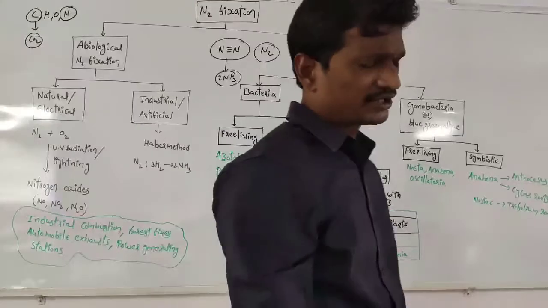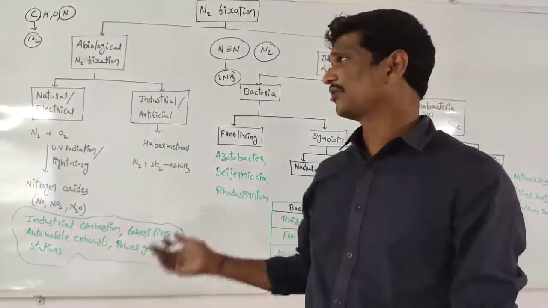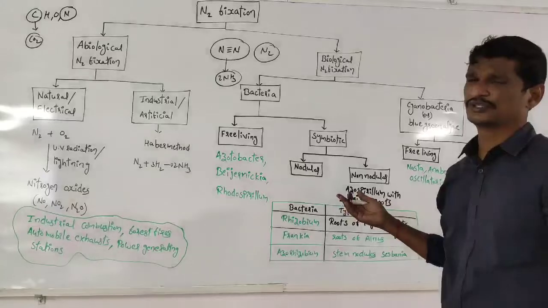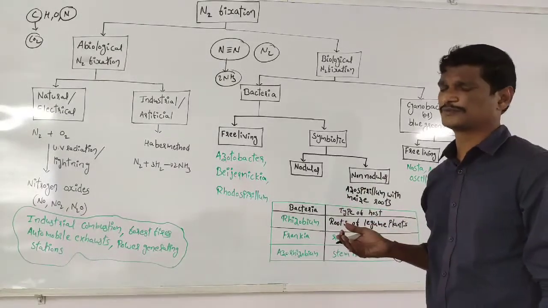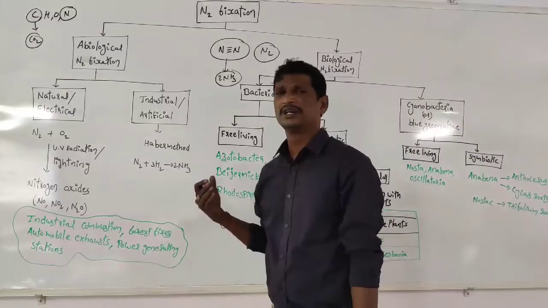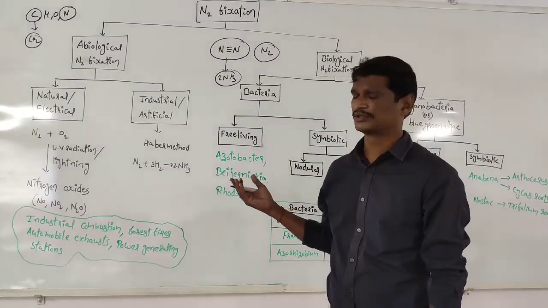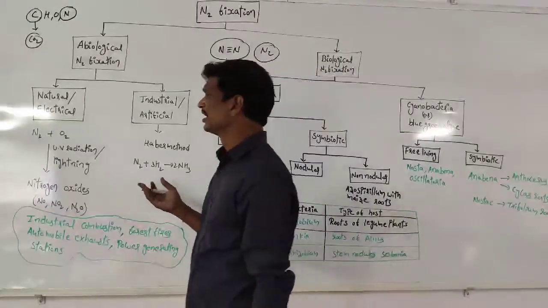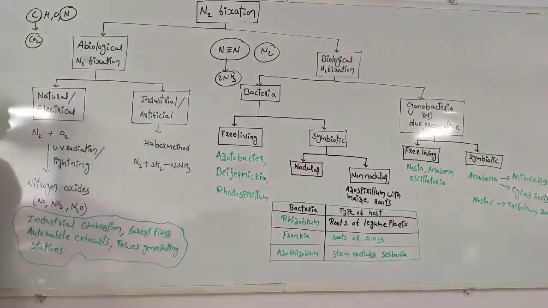All of you remember, there are two types of nitrogen fixation mechanisms. One is called the biological nitrogen fixation process. The other one is non-biological, which does not depend upon living organisms, right? Again here, natural nitrogen fixation, this one is also called electrical nitrogen fixation.